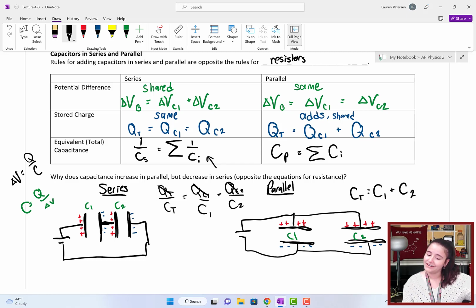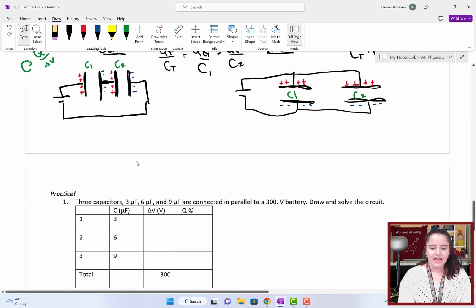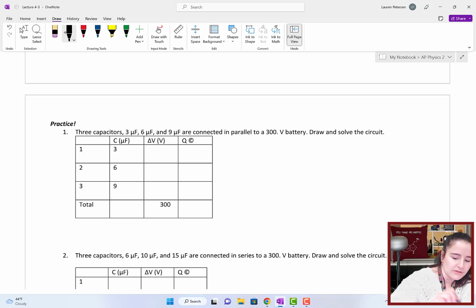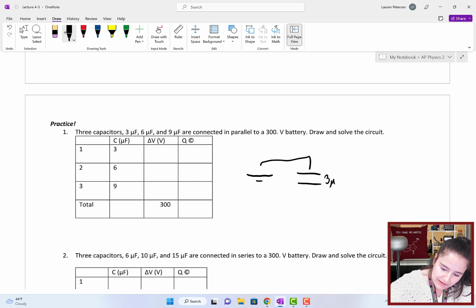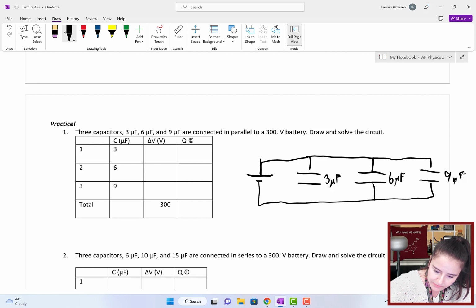Okay, cool. Let's go ahead and do some example problems and solve some capacitance circuits. Let's start with 3 capacitors, a 3 microfarad, 6 microfarad, and 9 microfarad, connected in parallel to a 300 volt battery. Draw and solve the circuit. So they are in parallel. So we have a 3 microfarad capacitor, a 6 microfarad capacitor, and a 9 microfarad capacitor. And we have a 300 volt battery.